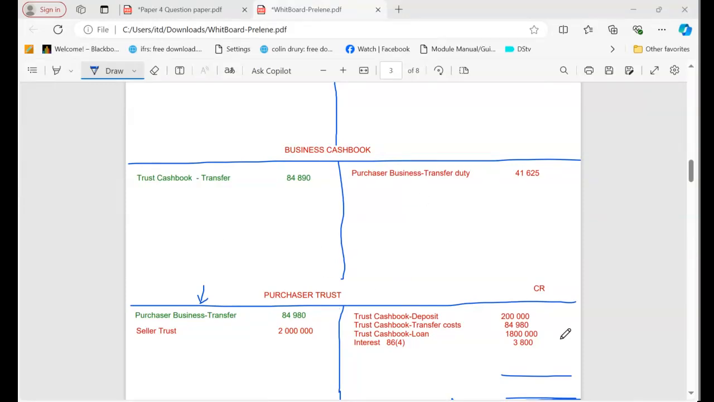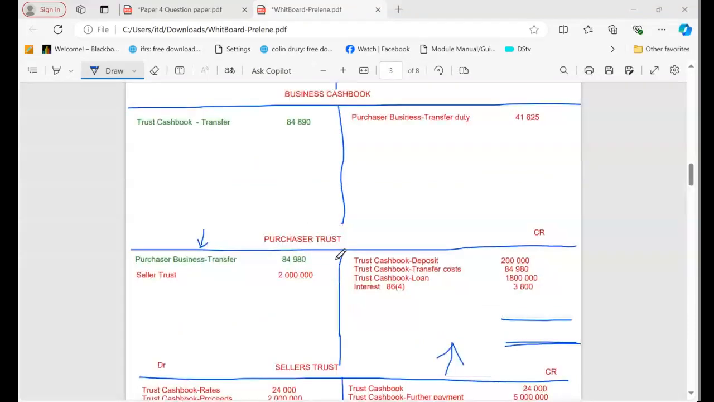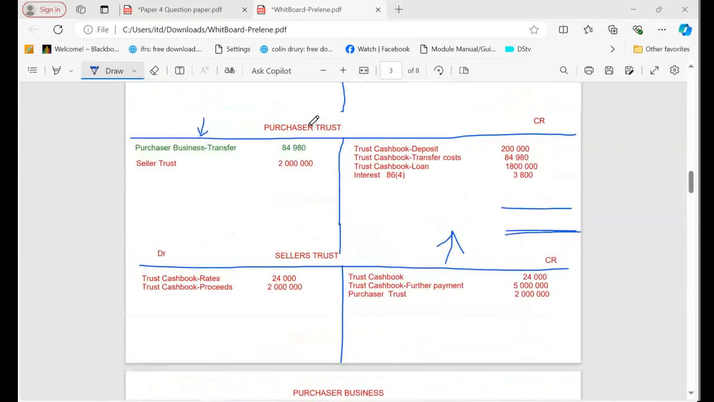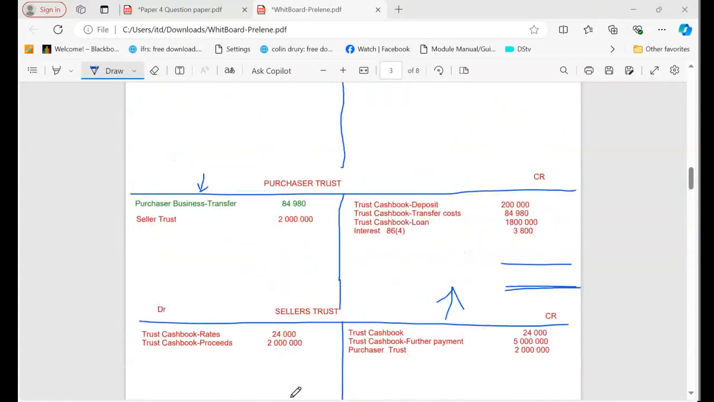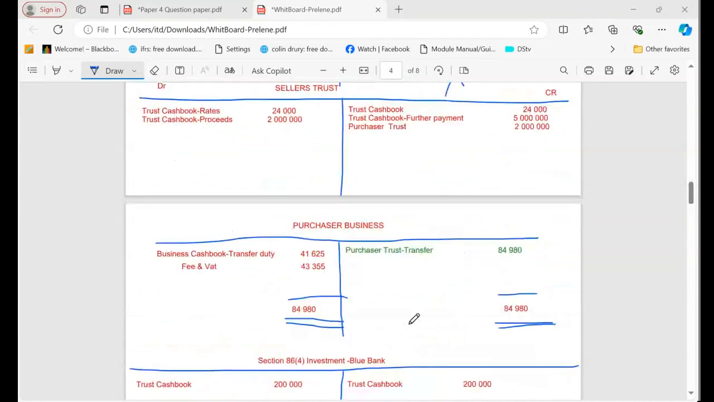Okay, this is what we did, the transfer. So that's why there's something called trust generally. It's when you transfer from trust to trust. Can you see? Yes. So trust generally is trust to trust. Transfer generally is trust to business. That's the difference.